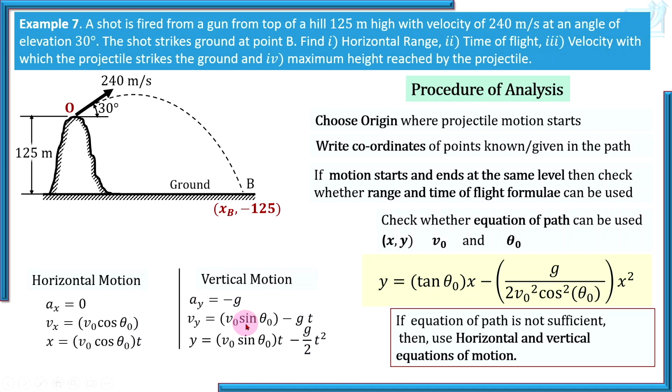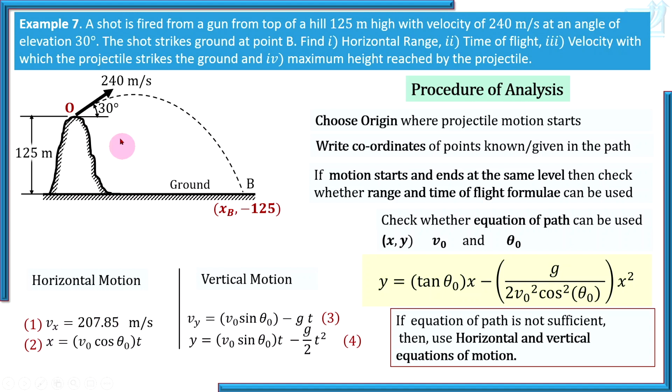These are horizontal vertical equations of motion. Ax and ay you need not mention, it is understood. So these are basically four equations we are going to use to solve this problem. So use equations of motion, use horizontal vertical equations of motion means use these four equations. Now V0 is 240 and theta 0 is 30. So simply put these values here and write the proper equations for this problem.